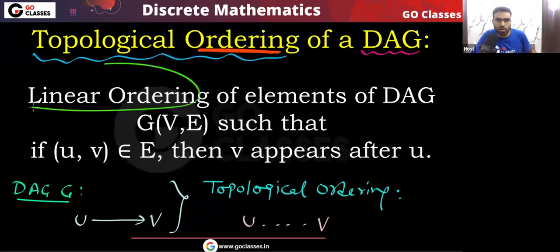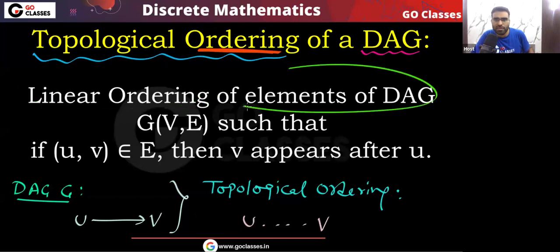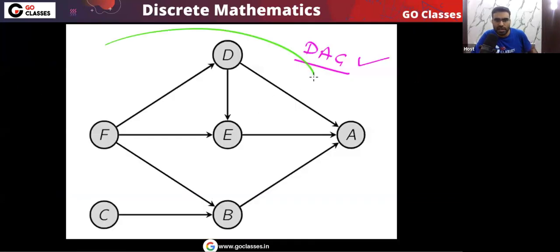So topological order is a linear order of elements of graph. So if this graph is given to you, then topological ordering means this is a linear order. All these elements A, B, C, D, E, F, all these elements you have to put in a linear order such that if there is an edge from E to A, for example, you can see there is an edge here from E to A, then in the linear order, in the topological order, this A will come after E, or I can say this E will come before A. Okay, so very simple point.